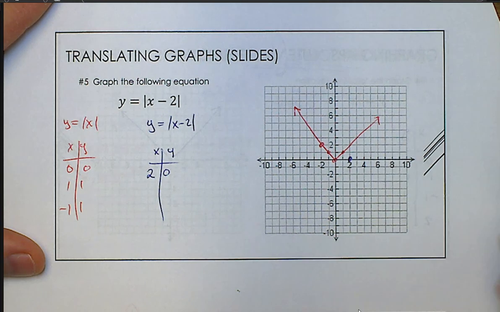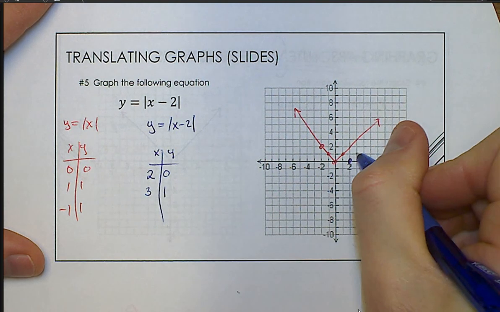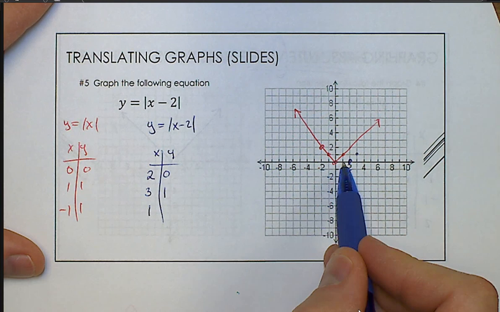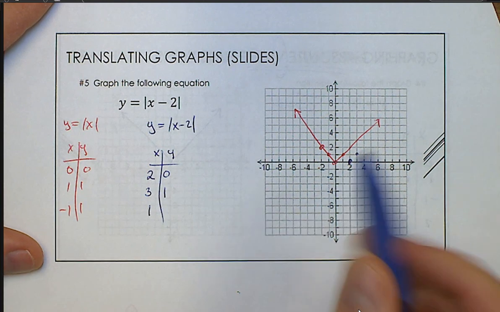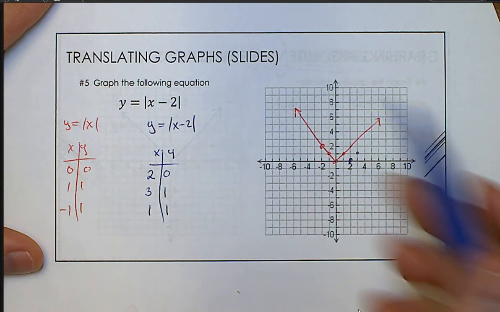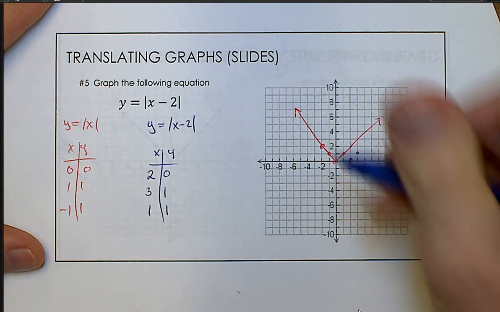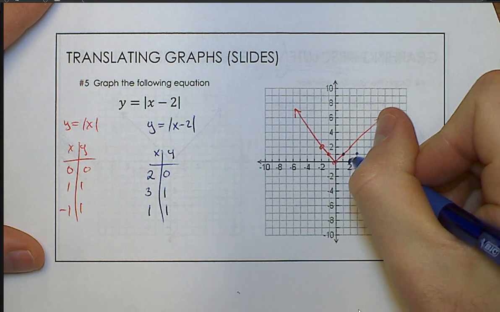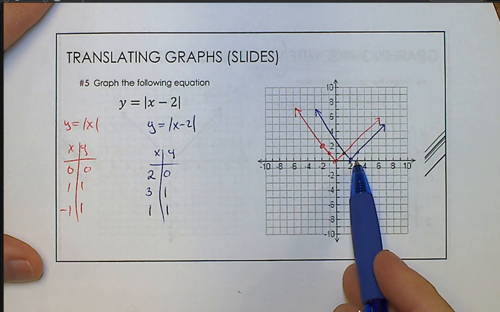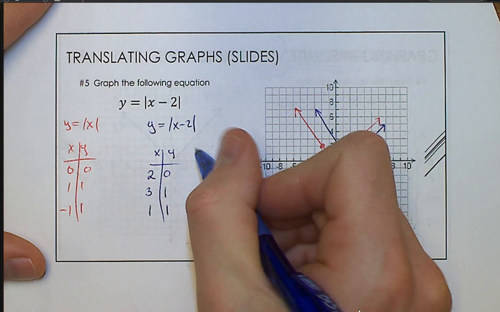Now if I pick like the number 3, 3 minus 2 would give me a 1. So I'm picking points to the left and to the right of what the vertex is going to be. And then I can pick a 1, and I would still get 1, because I would have 1 minus 2, which is negative 1. The absolute value of negative 1 is 1. And so what happened to every point on this blue graph compared to the parent function? Everything slid to the right two spots.